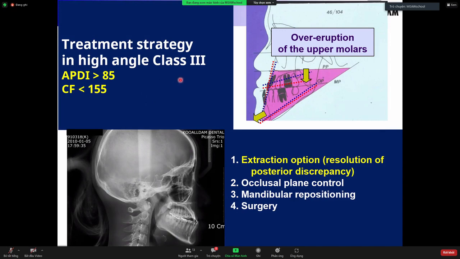However, in high angle, what happened? What's the treatment strategy in high angle class 3? In this group, we should extract some teeth to resolve the posterior discrepancy. And also, we should do occlusal plane control. In some cases we need surgery.